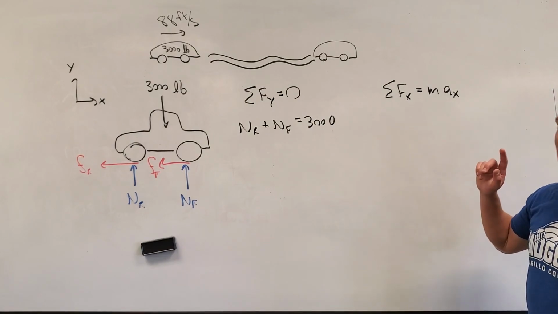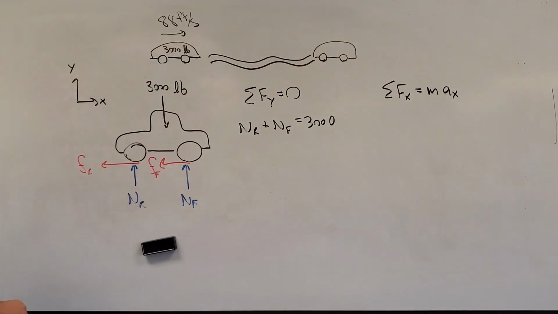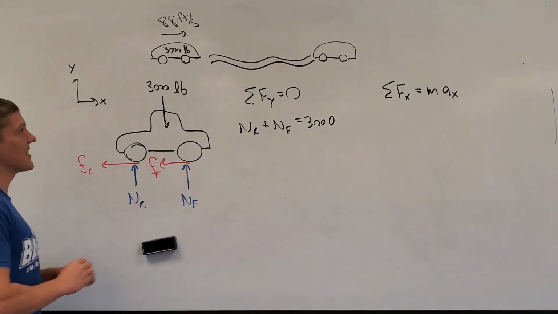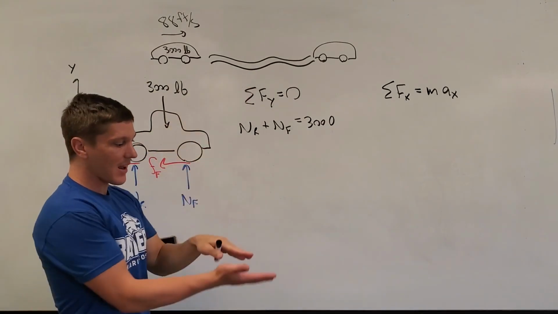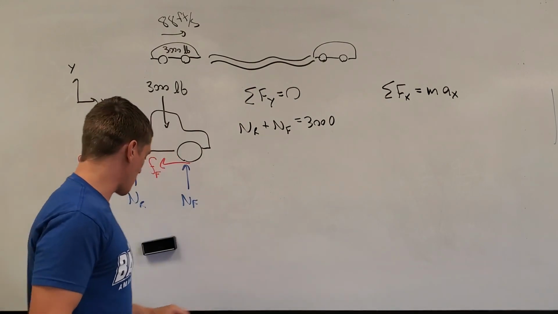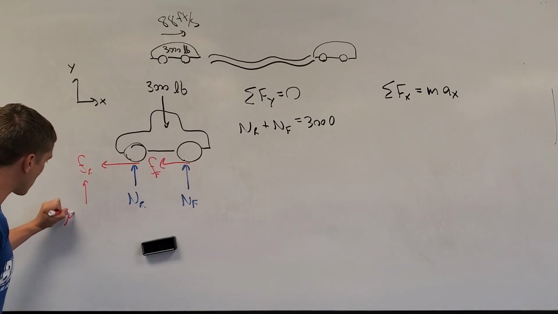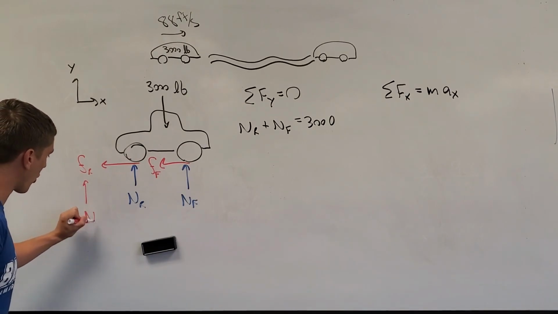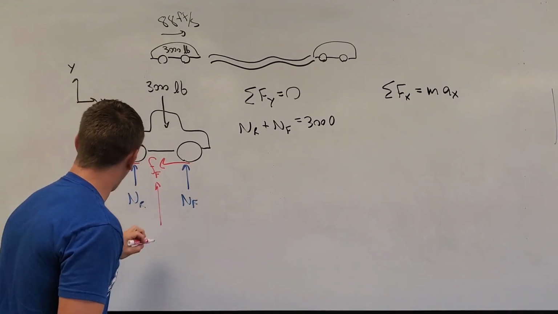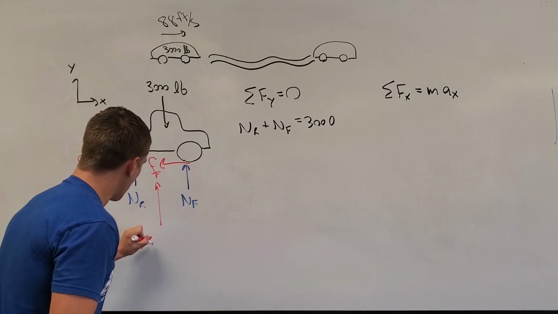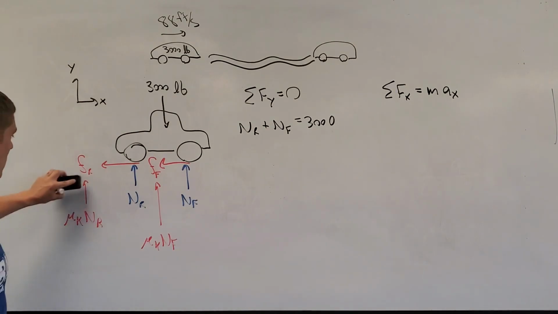So what do we have acting in the x direction? Well, we have our frictional forces, and because the car is skidding, where the rubber and the concrete pavement are meeting, there is relative motion. So that means this is going to be equal to the coefficient of kinetic friction times our normal force in the rear. That's going to be our rear frictional force. And our front frictional force is going to be our coefficient of kinetic friction times our normal force from the front. Okay? Don't get confused by the arrows.